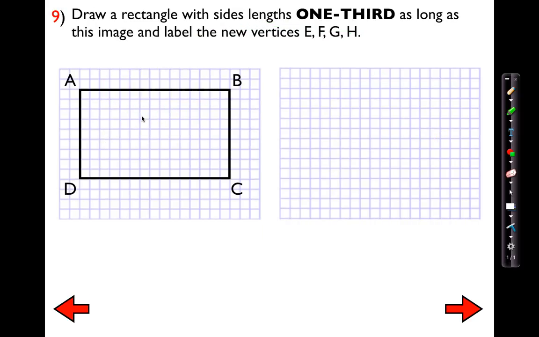Number 9, draw a rectangle with sides 1/3 as long as this image and label the new vertices E, F, G, H. So we have a 15 by 9, so if we take 1/3 of both sides, we're going to end up with a new shape that is going to be a 5 by 3. So that is our new shape, our E, F, G, H.